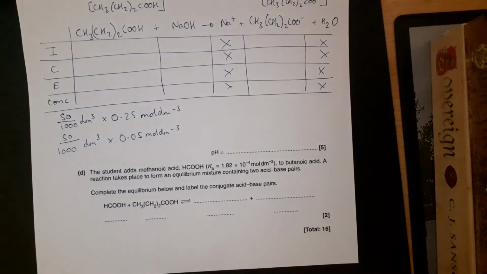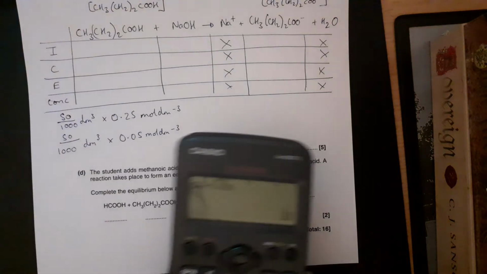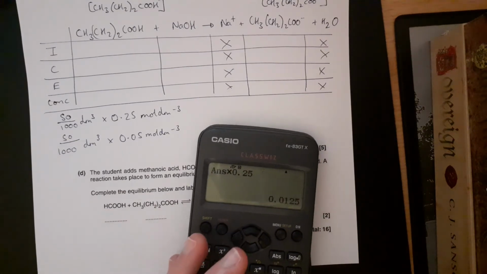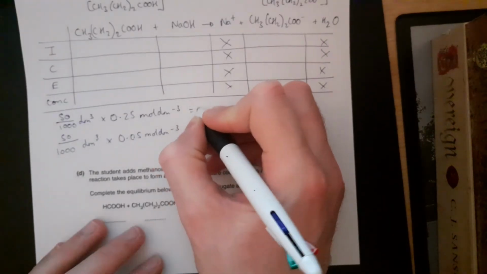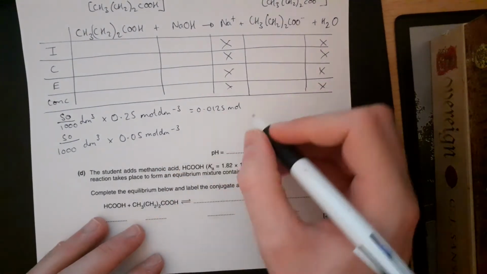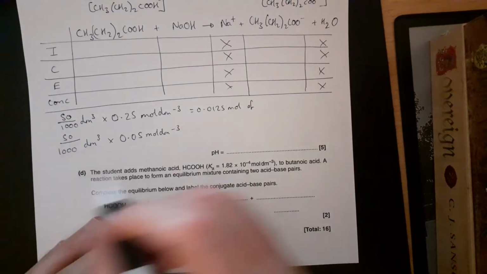So this is what we're doing here. 50 over 1,000, and we times it by 0.25 is 0.0125. That is the moles. There's no way I'm going to have space for this. Okay.